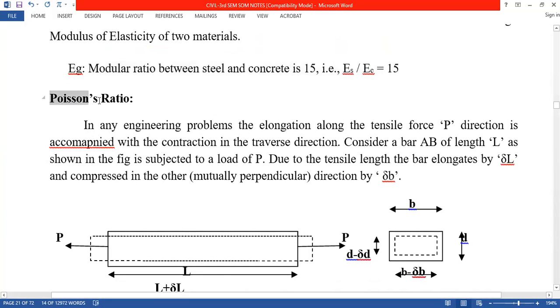The next one is Poisson's ratio, again which is a constant. What do you mean by Poisson's ratio?